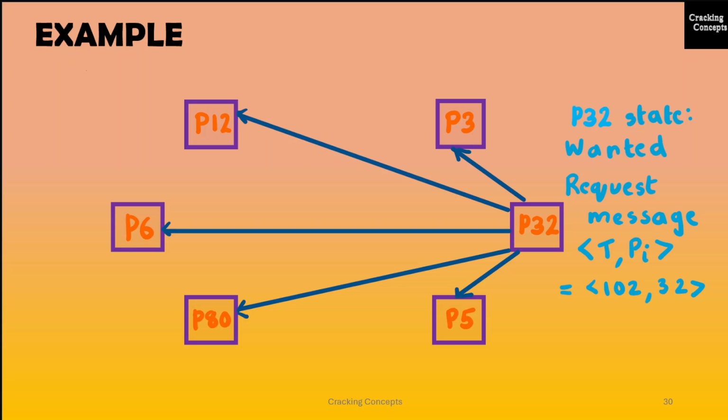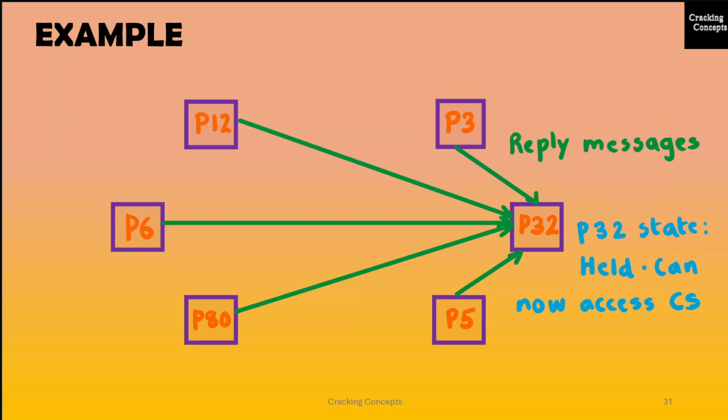Now let us look at an example of how this algorithm works. As we discussed before, initially the process which wants to access the critical section will change its state to wanted and it will send a request message to all the other processes in the system, in the format containing its timestamp and process ID. Timestamp is 102 and process ID is 32. Next, all the processes will reply with a reply message. Then P32 will change its state to held so that now it can access the critical section.